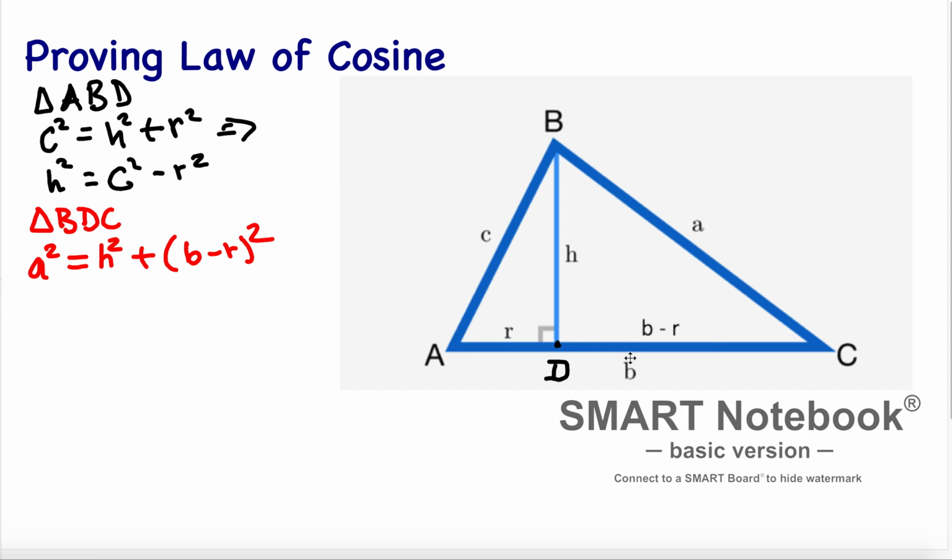So just let me explain a little bit here. AC is a segment that is denoted with b. And this distance here is r, but from D to C is b minus r. So that's why we have here (b minus r) squared. And now again, in this one, if I want to solve for h, h squared is going to be equal to a squared minus (b minus r) squared, subtracting (b minus r) squared from both sides.